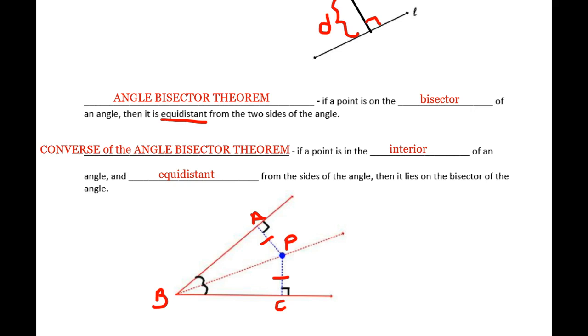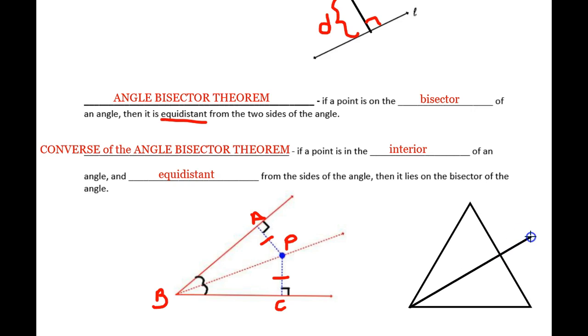Now, when I have 3 angle bisectors in a triangle, the point of concurrency is called the incenter. So here's one angle bisector. Here's a second angle bisector. Here's a third angle bisector. And they meet at this point right here. And that is called the incenter.